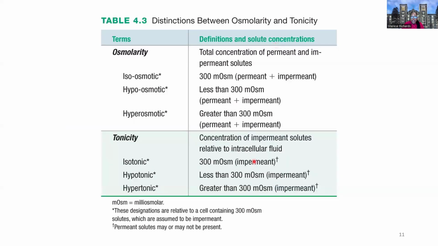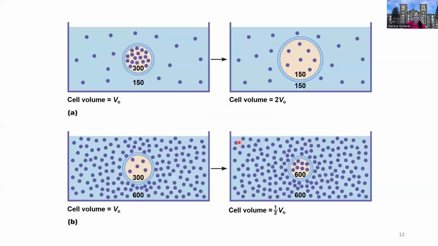okay. So here's just another table just comparing the differences between osmolarity and tonicity. Again, osmolarity, looking at the total solute concentration, both permeant and impermeant. Tonicity, looking at only the impermeant solutes relative to the intracellular fluid or the cell osmolarity. Okay, now here are just some more examples to look at the direction of water movement.